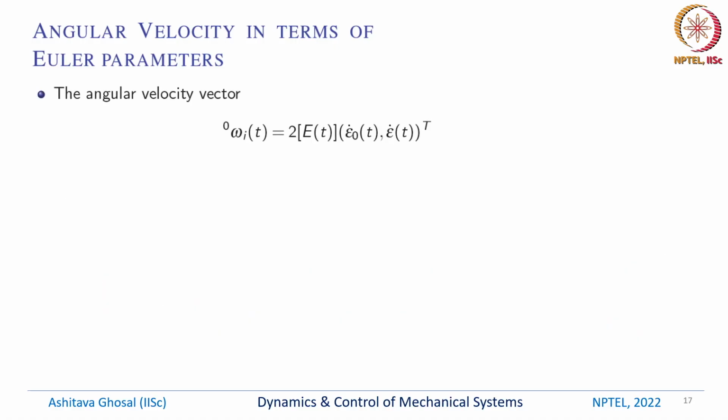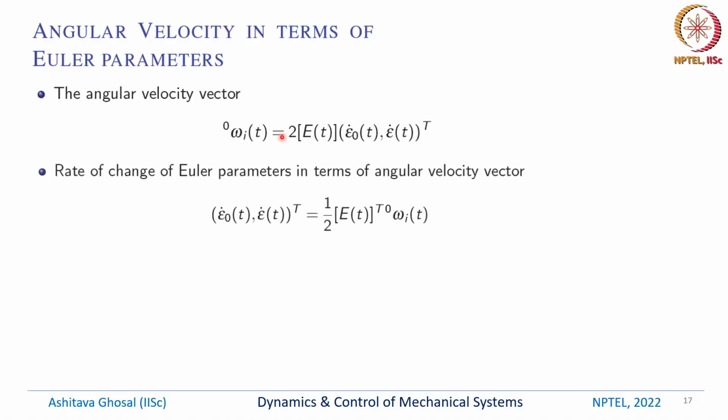We can also obtain the reverse. So we can also show that the angular velocity vector, if it is given as 0, omega I, t, I can obtain the time derivatives of epsilon 0, epsilon 1, epsilon 2, epsilon 3. So this is a 4 by 1 vector of time derivatives of the Euler parameters. It is given as half into E of t transpose into 0, omega I.